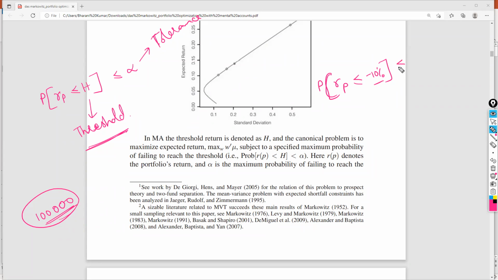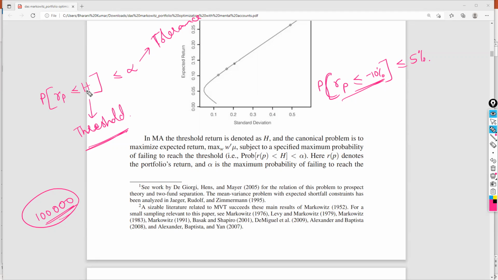And if I say less than or equal to 5%, which is your tolerance, it means more than 5% of the times, I don't want this scenario to arise. I don't want to lose more than 10% for more than 5% of times.